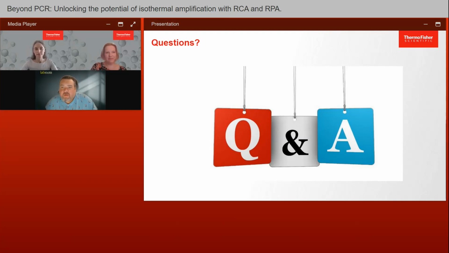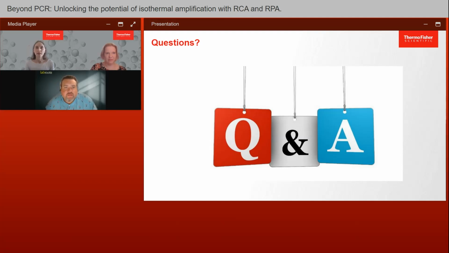Another one for Raminta. How important is temperature stability in the instrument profile during the amplification process in the machines that you mentioned? And if yes, how stable is the temperature reservoir?